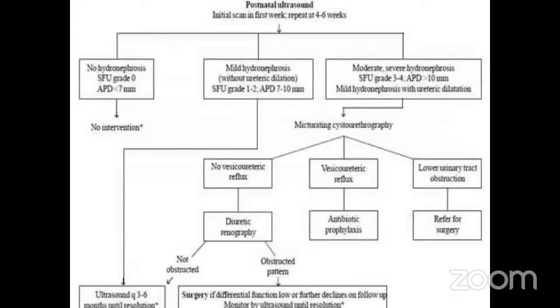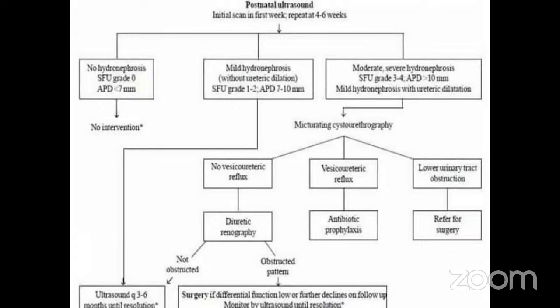Next slide, please. So this is the postnatal ultrasound. Initial scan in the first week, repeat scan at 4 to 6 weeks. If the initial scan shows no hydronephrosis, Society for Fetal Urology grading 0, APD less than 7 mm, then no follow-up and no intervention. Suppose the child has mild hydronephrosis without ureteric dilatation, SFU grade 1 to 2 and APD 7 to 10 mm, then ultrasonography is repeated every 3 to 6 months until resolving.